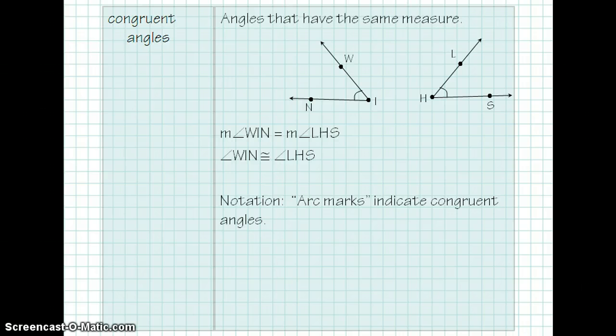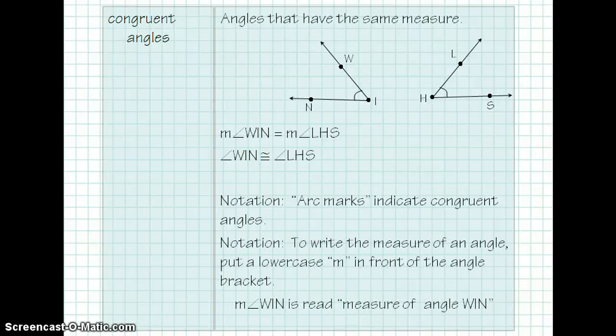And so, again, we use our congruent symbol if we're talking about the angles. We use the equal symbol if we're talking about measures. And so when we talk about how big an angle is, we put this little letter M in front of the angle, and that stands for measure. So if I have M, angle symbol WIN, I read that as the measure of angle WIN.